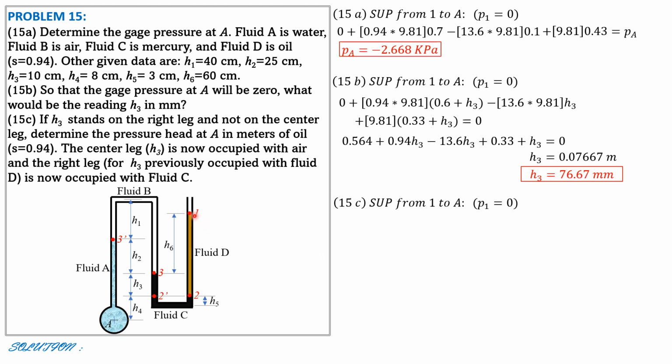So first from 1 to this level here. Take note this is now mercury, so we could not proceed to 2. We just proceed to this first. So 0 plus 0.94 times 9.81 times H6, which is 0.6. Then, take note this is now mercury, so plus 13.6 times 9.81 times 0.1, because H3 is 0.1.